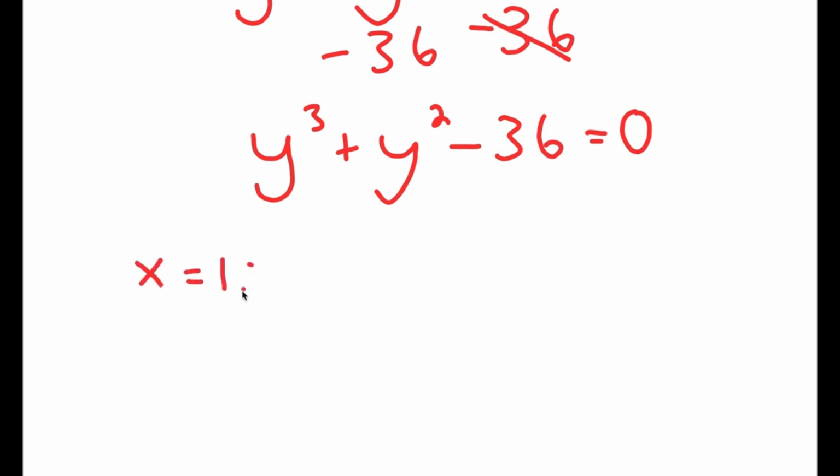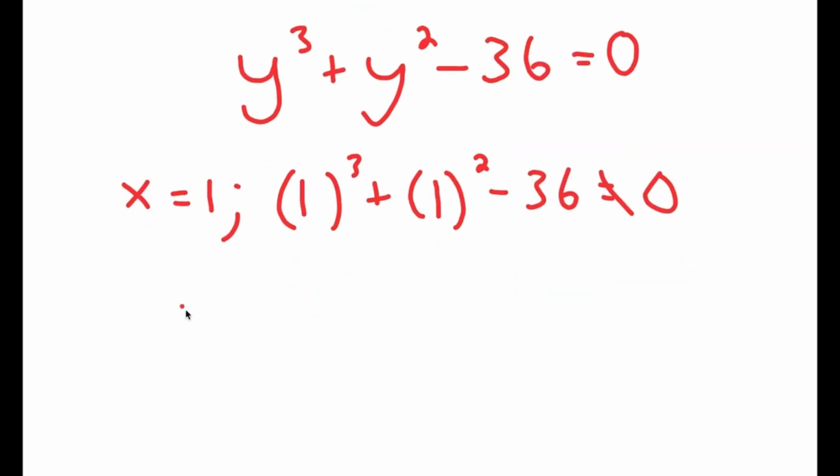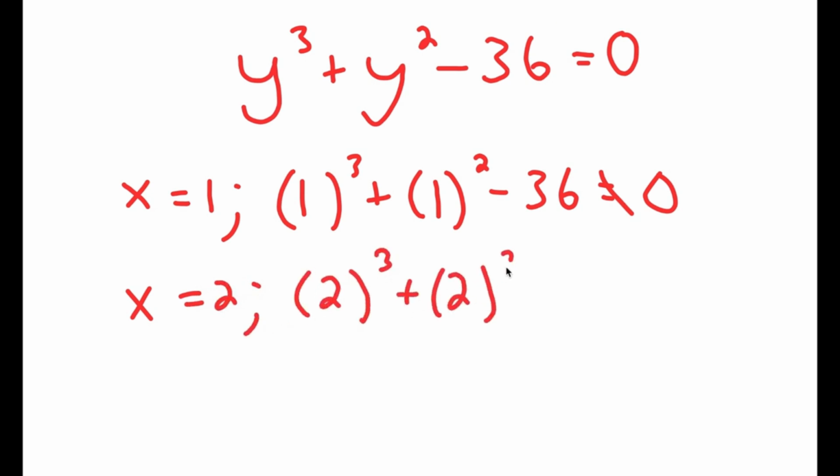So we're going to first plug in 1, and if the value is 1, we get 1 to the power of 3 plus 1 squared minus 36, which is equal to 2 minus 36, which does not equal 0. For 2, I get 2 to the power of 3 plus 2 squared minus 36, which is equal to 8 plus 4, which is 12 minus 36, which again does not equal 0.